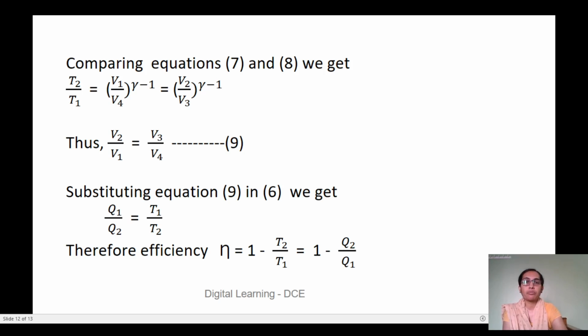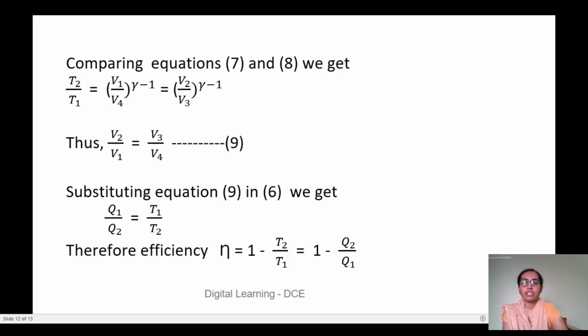Comparing the above two equations, we can write T2 by T1 will be equal to V1 by V4 whole to the power of gamma minus 1, which will be equal to V2 by V3 whole to the power of gamma minus 1, or V2 by V1 will be equal to V3 by V4. Substituting this in equation 6, we get Q1 by Q2 will be equal to T1 by T2.